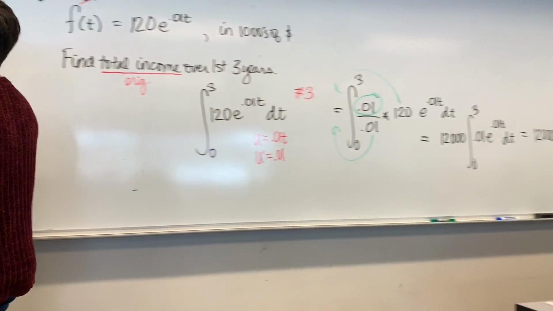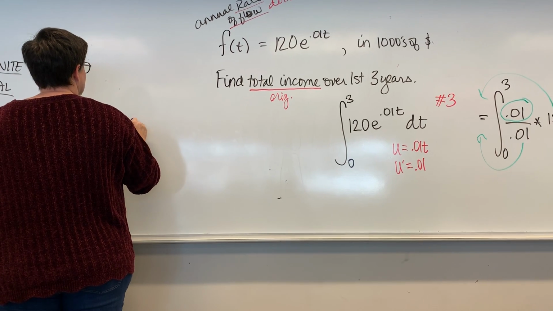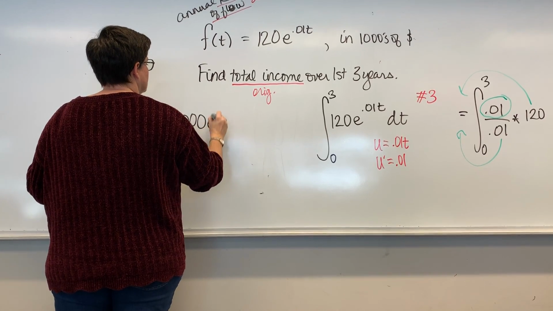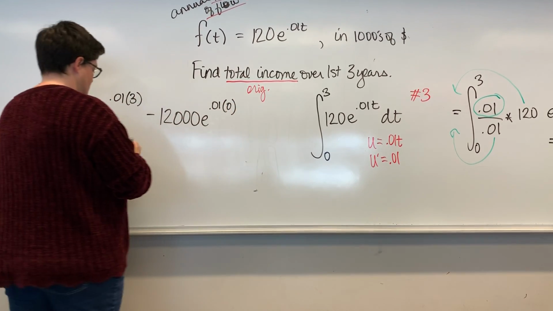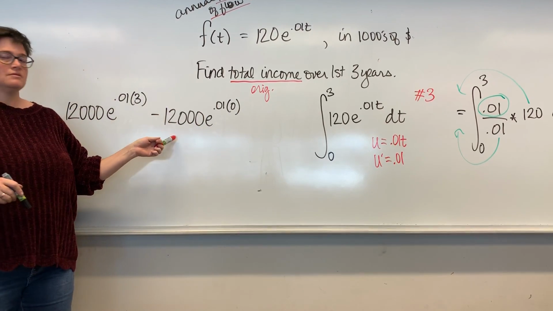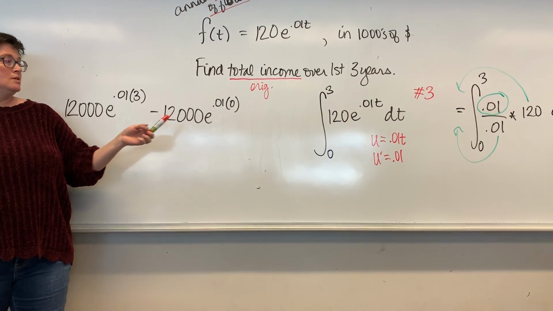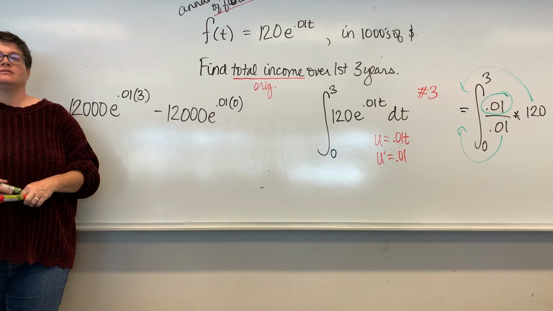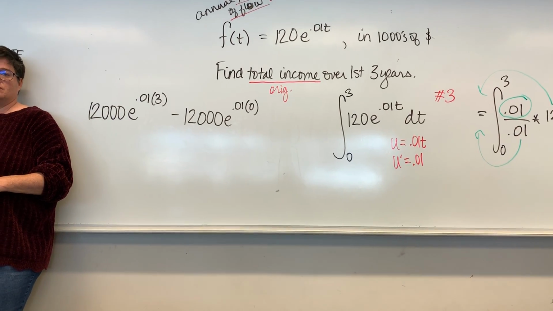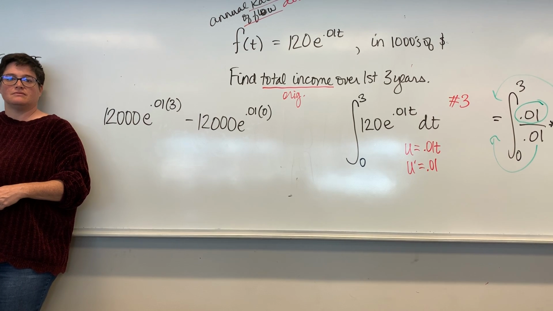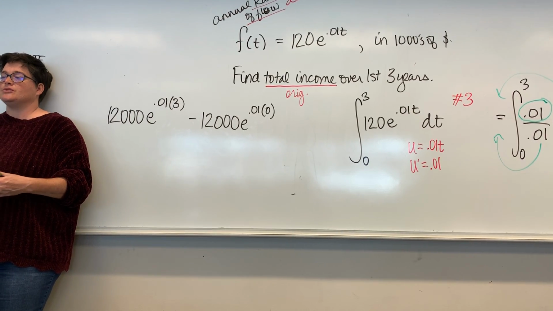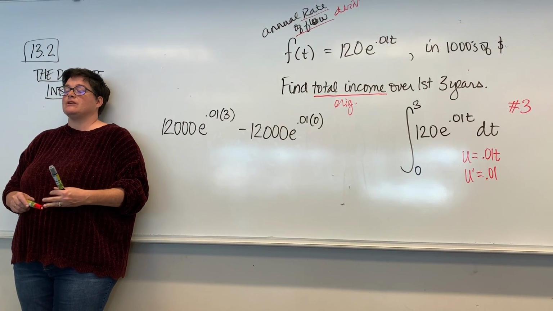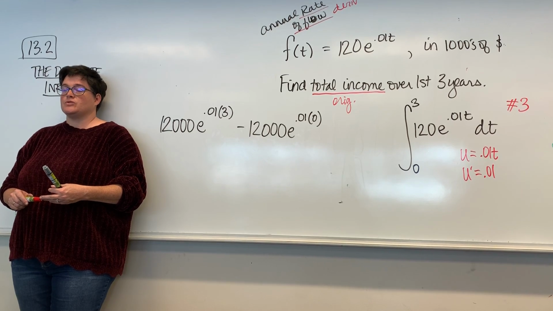So we get 12,000 e to the 0.01 times 3 minus 12,000 e to the 0.01 times 0. Does this whole thing go to 0, guys? No. 0.01 times 0 is 0. E to the 0 is 1. 12,000 times 1 is 12,000, but it's still a minus. So it's whatever this is minus 12,000. It doesn't go to 0. Never assume that just because the x or the t or whatever is 0, the term is going to go to 0. You must go through the motions.